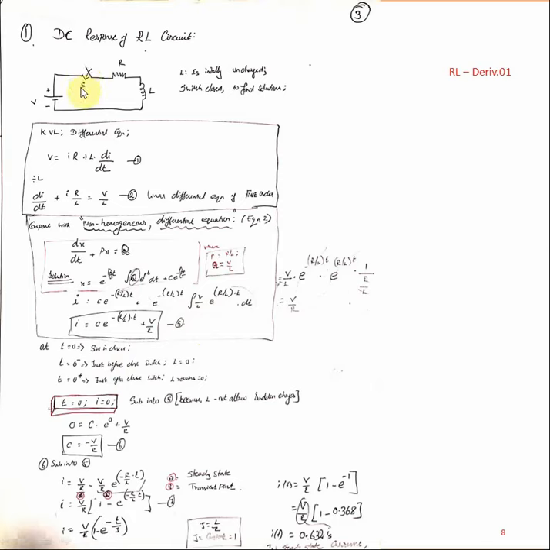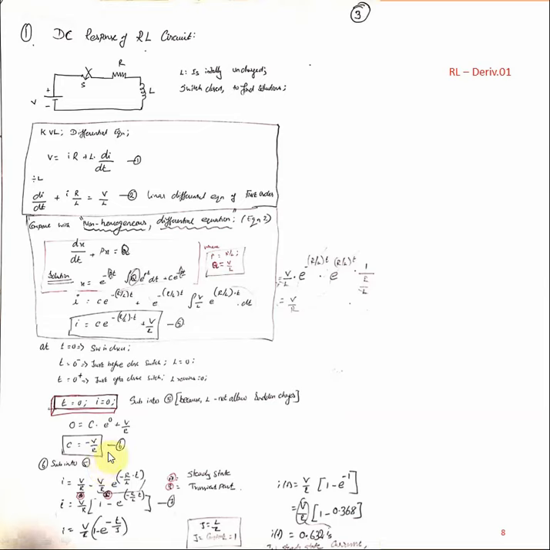If the switch is closed at t equal to 0, then at the time of closing, i is equal to 0. At the time of closing, the inductance is never charged immediately. Since it has inductance, it takes some time to get the charge, so current is equal to 0. Substitute t equal to 0 and i equal to 0 in the equation, then you will get the constant value c.